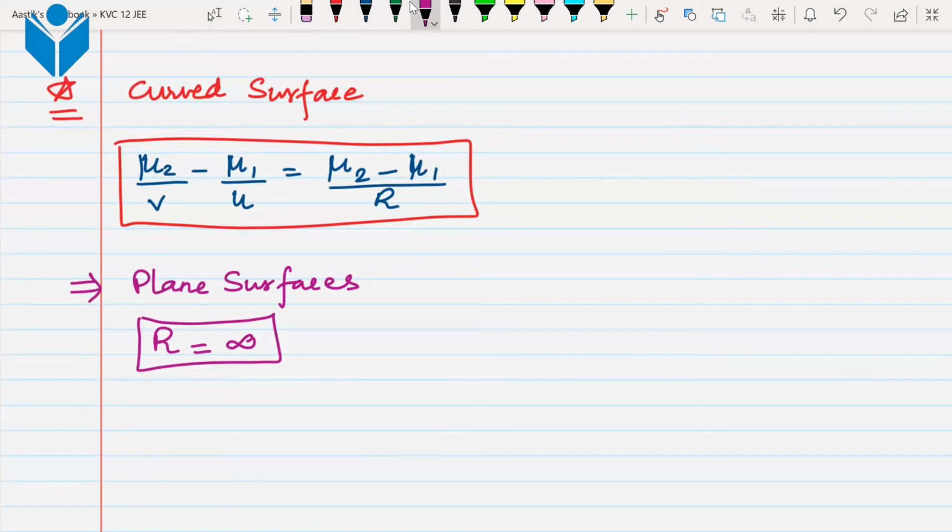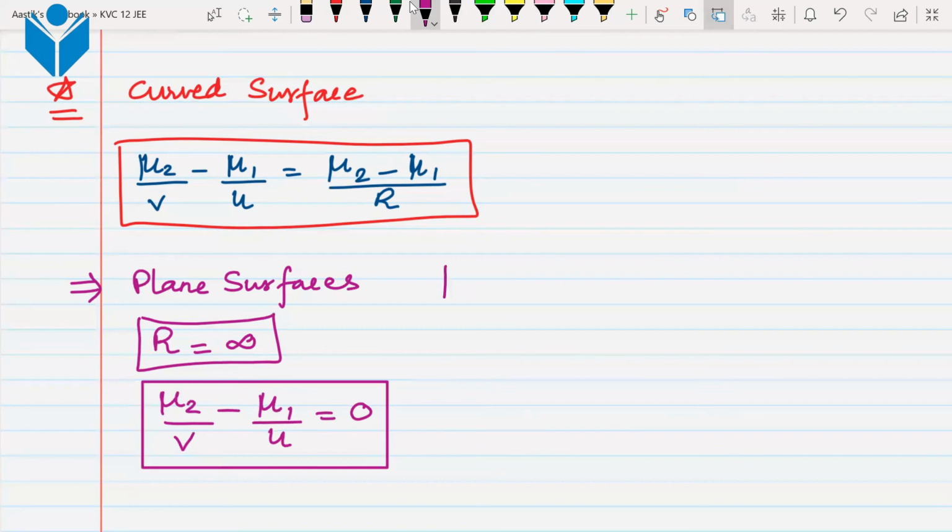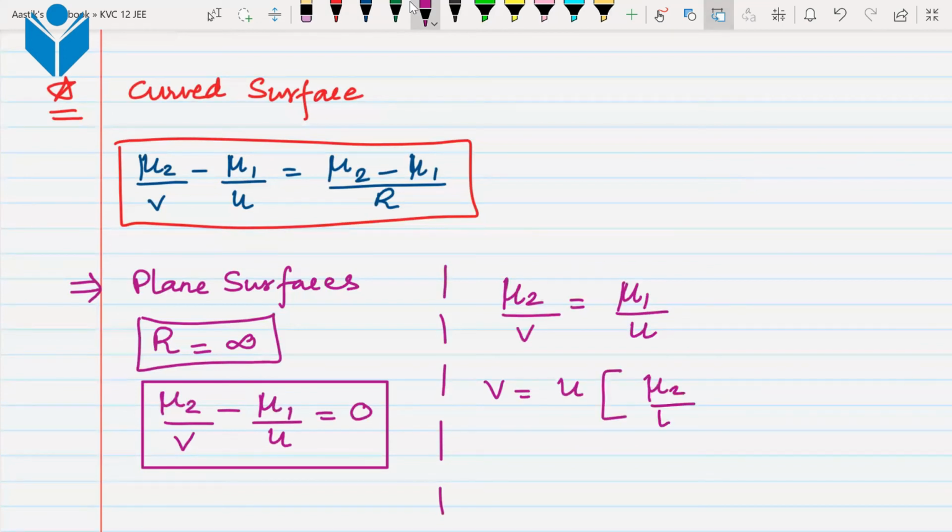Yes, sir. Then how does the formula look? It looks like mu2 by V minus mu1 by U will be equal to 0. Yes or no? This is how the formula looks. Or you can write it as mu2 by V is equal to mu1 by U. Yes or no? Or you can write V equal to U multiplied by mu2 divided by mu1.